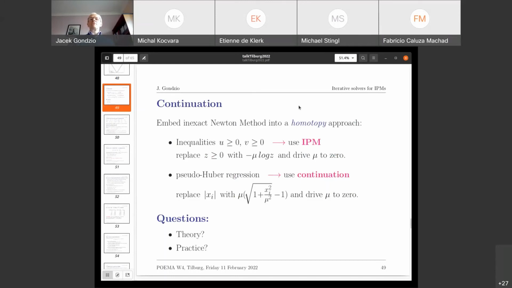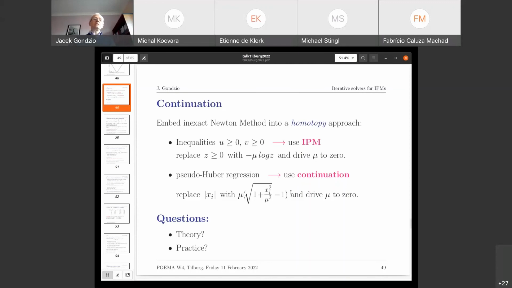Two ways of continuation can be proposed for these L1 regularized problems, and two types of homotopy approaches. One of them is to replace absolute values with the splitting u minus v, keep both u and v non-negative, and because they are non-negative and we know what to do with inequalities, there is nothing better to handle inequalities than to use interior point methods. So use interior point methods, replace these variables with logarithmic barriers, and drive the parameter mu to 0.